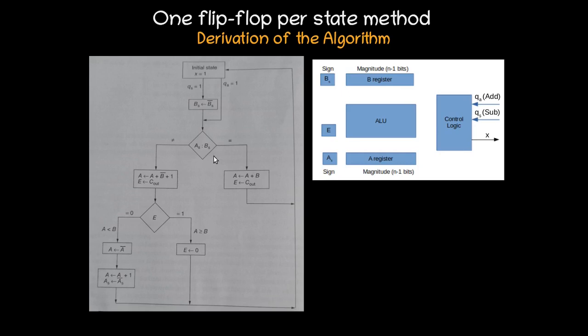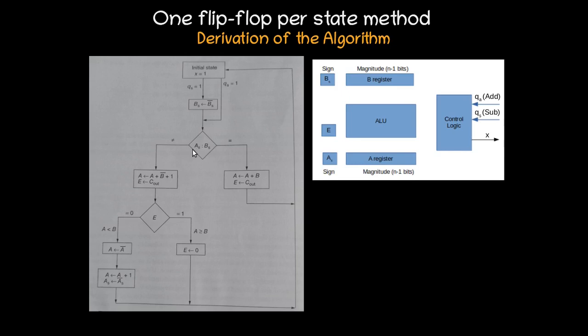Then the next step is to compare the sign bits of the two operands. If they are equal, then we simply add the magnitudes, that is A gets A plus B, and the carry will be stored into E here. Then it goes to the initial state, and X will become 1. So that will be given to the external circuit. The external circuit will identify that okay, the operation is now complete.